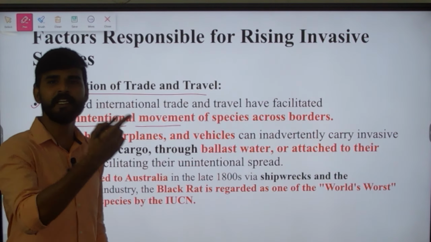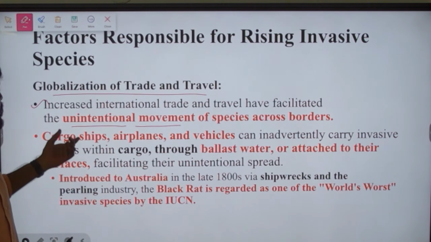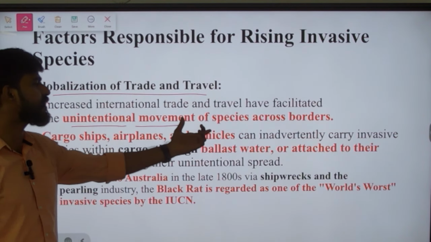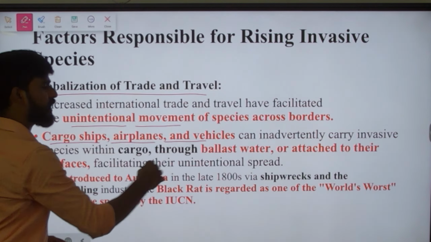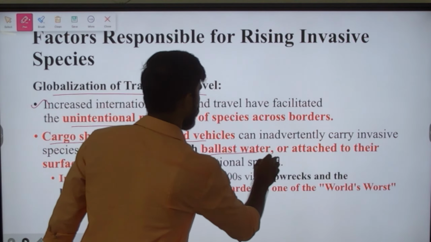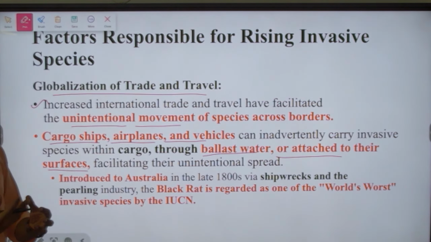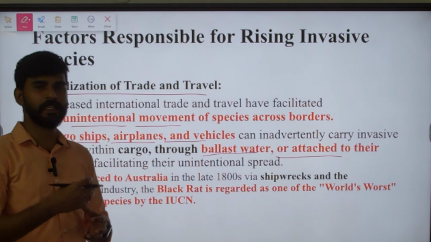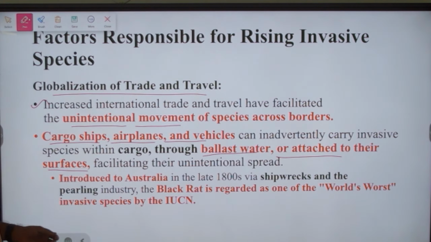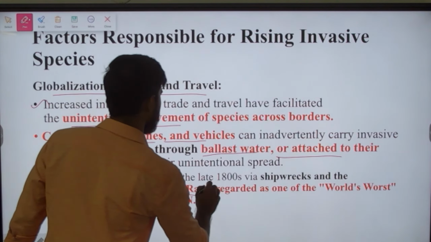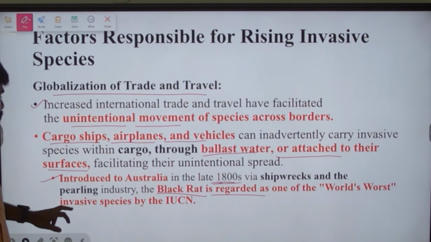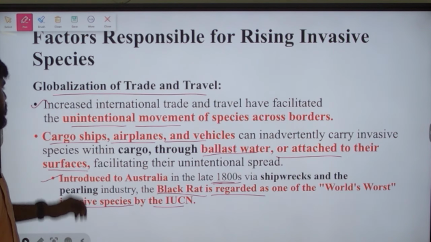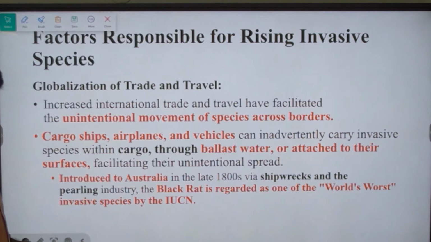We already saw that intentionally it has been introduced into newer environments, but because of trade and travel, unintentionally there is movement of species across borders, through cargo ships, airplanes and vehicles, and also through ballast water. Even certain organisms get attached to the base of the vessels and then get transported to newer areas. The best example for this is the introduction of the black rat in Australia in the 1800s. This black rat is regarded as one of the world's worst invasive species by IUCN. So globalization and trade is one main reason.